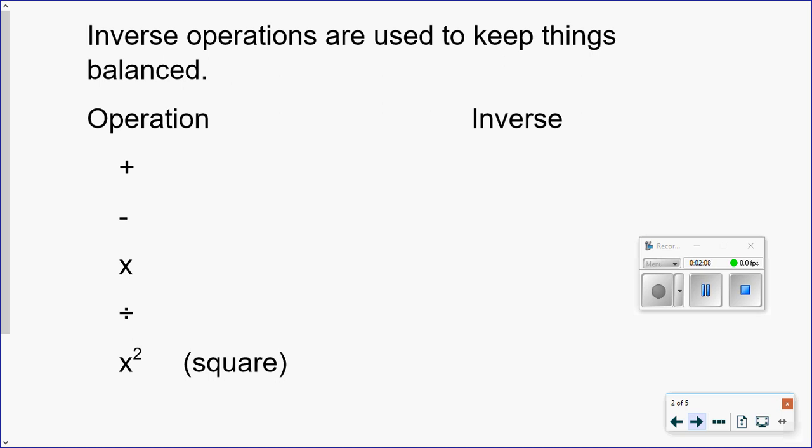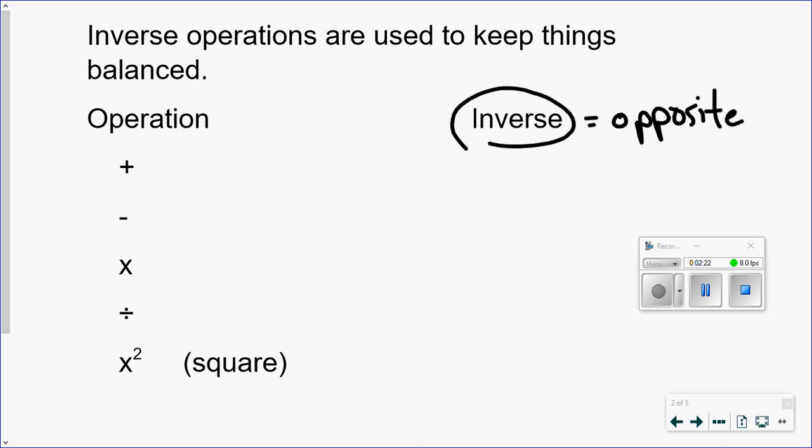Now, inverse operation is how we keep things balanced. And inverse is a fancy way of saying opposite. So whenever I'm talking about the inverse operation, what is the opposite of the operation that's on the page? And what are operations? Well, these are your operations: addition, subtraction, multiplication, division, squaring something, and square rooting something. Those are the basic ones anyways. There's definitely other ones out there. We're not going to worry about those for now.